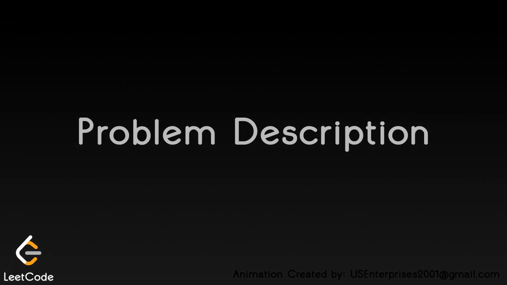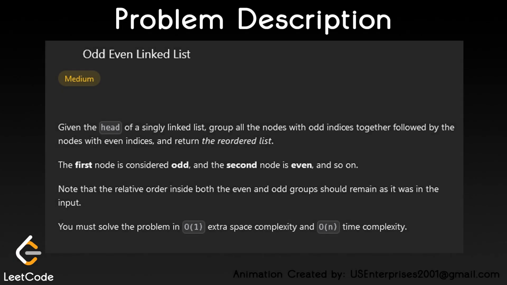Problem description. This problem has a challenge level of medium. Okay, let's take a look at the problem description. Given the head of a singly linked list, group all the nodes with odd indices together, followed by the nodes with even indices, and return the reordered list. So the first node is considered odd, the second node is considered even, and so on. Note that the relative order inside both the even and odd groups should remain as it was in the input. You must solve the problem in O(1) extra space complexity and O(n) time complexity.